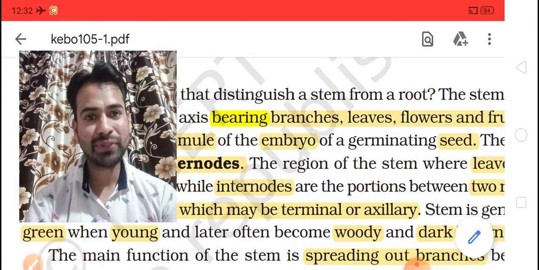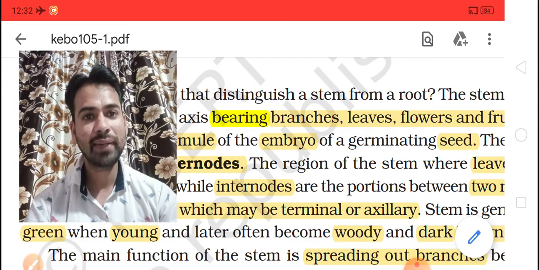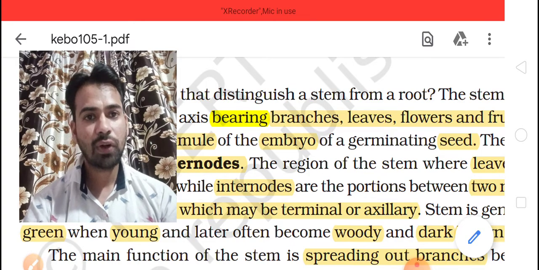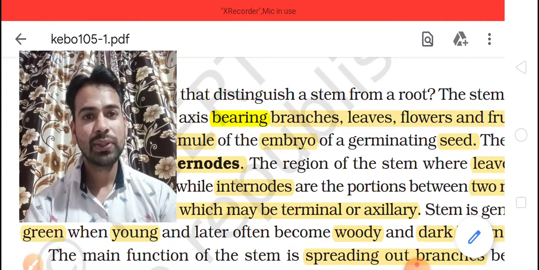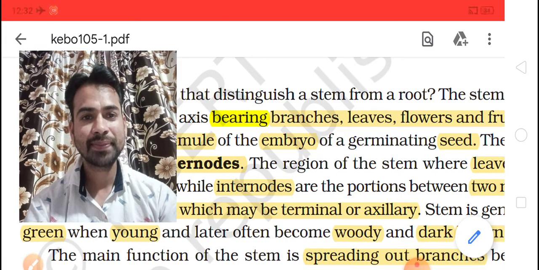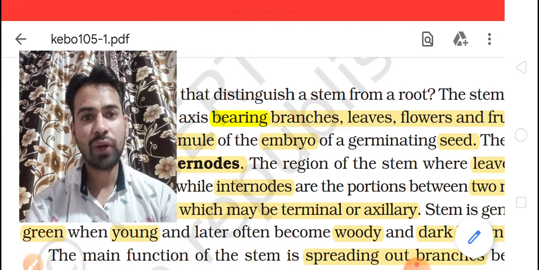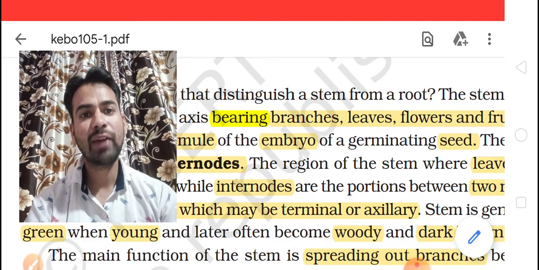Children, in a previous video, we were discussing chapter 5, that is morphology of flowering plants. And in the first video, we discussed roots. Now today, in the second video of this chapter, we are going to discuss stem. Do you know what the functions of stem are and from where the stem originates? The stem originates from the plumule of a dicotyledonous seed, a seed that has two cotyledons.